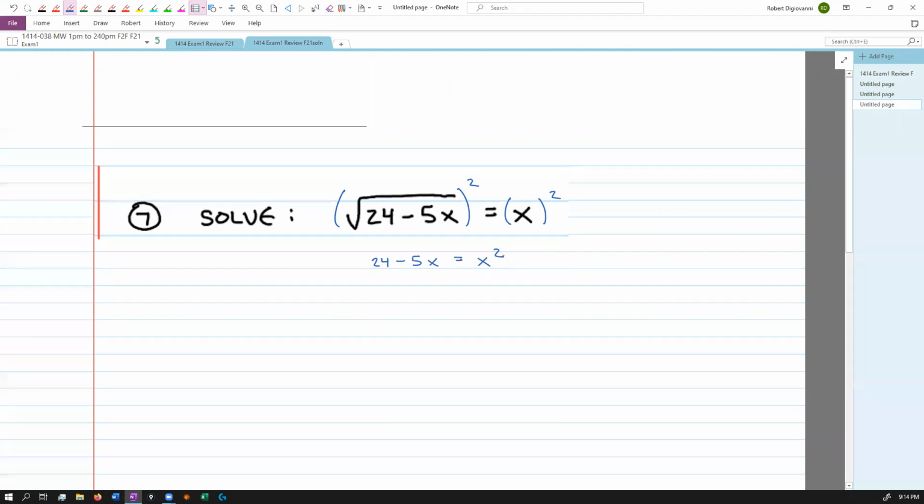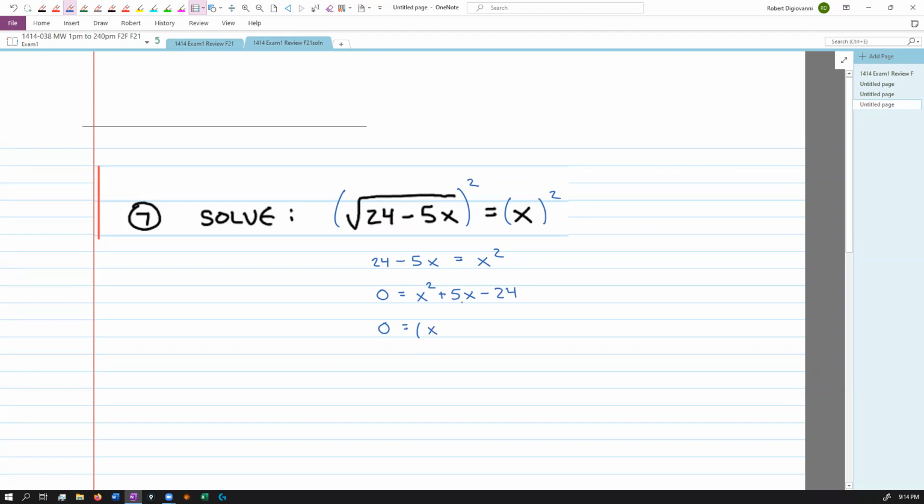Okay, so I square the left side and the square root goes away. I square the right side, we get x squared. I'm going to move everything over to the right-hand side, so I'm going to be adding 5x to both sides and subtracting 24. And then now we have a nice quadratic. We can factor that to be x.